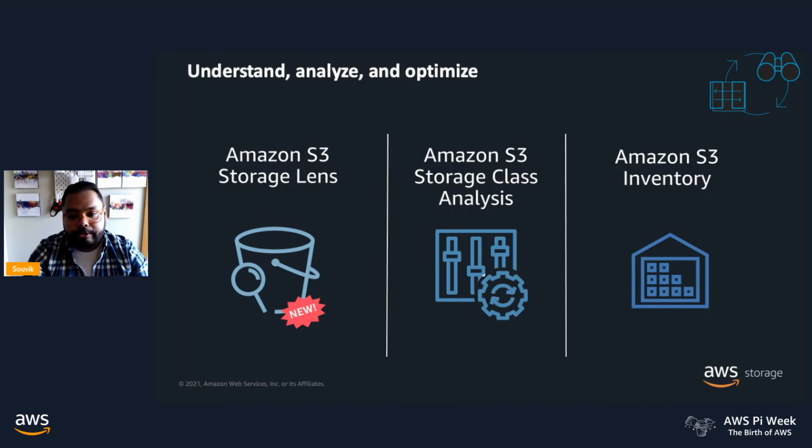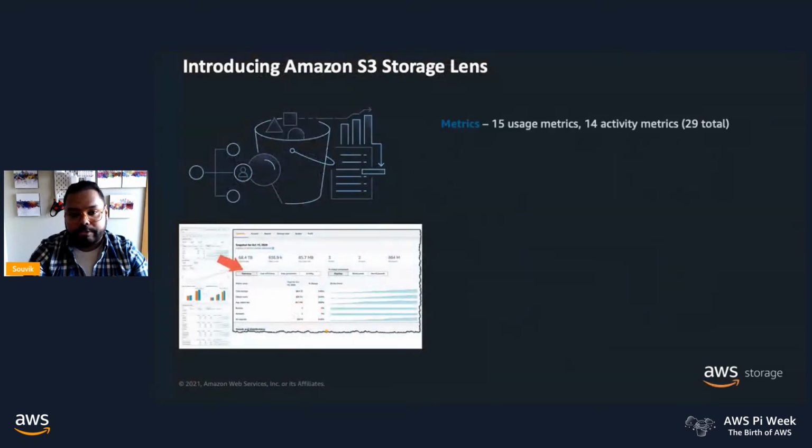Each of these features can help you get really smart about how we right-size our applications. Let's do a quick deep dive into S3 Storage Lens, as it was only launched a few months ago in re:Invent. Storage Lens provides a large number of metrics, 29 in total, including both usage and activity. Many of these metrics are brand new and have never been surfaced on the S3 console before.